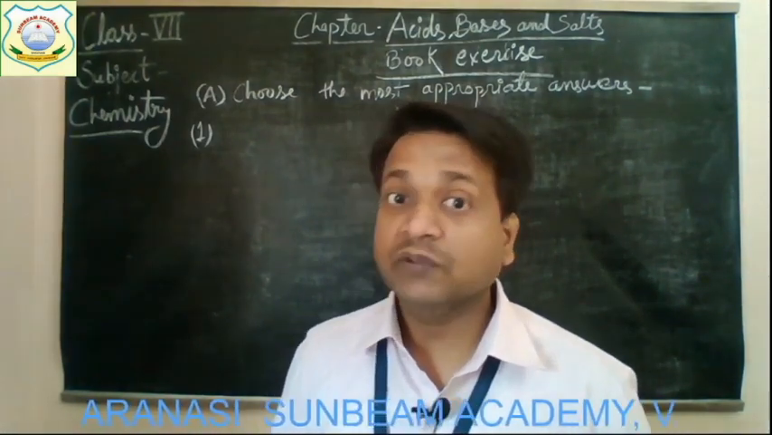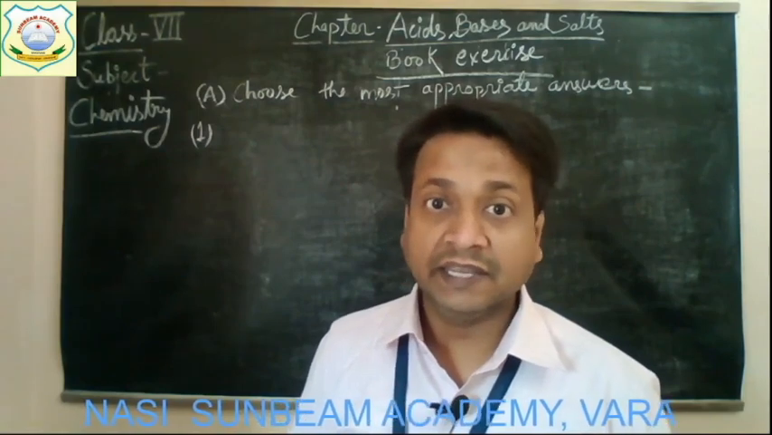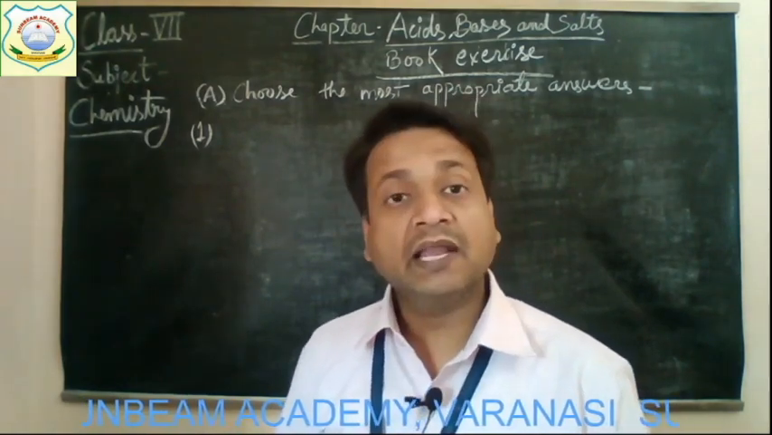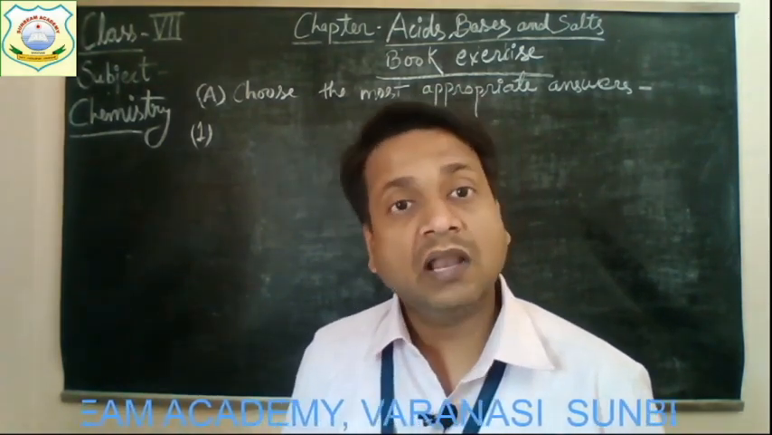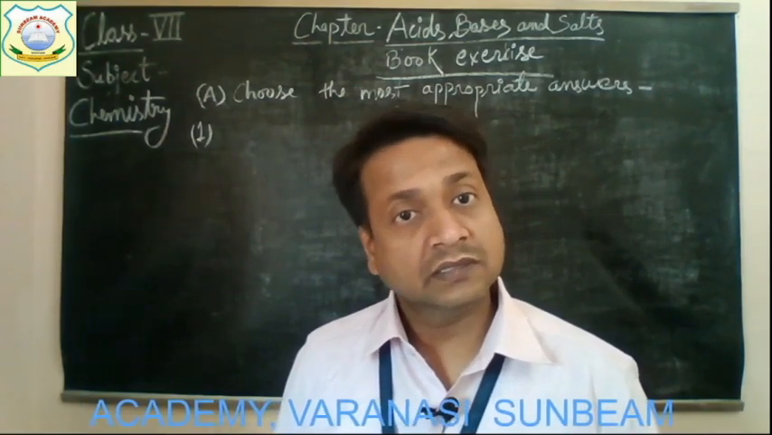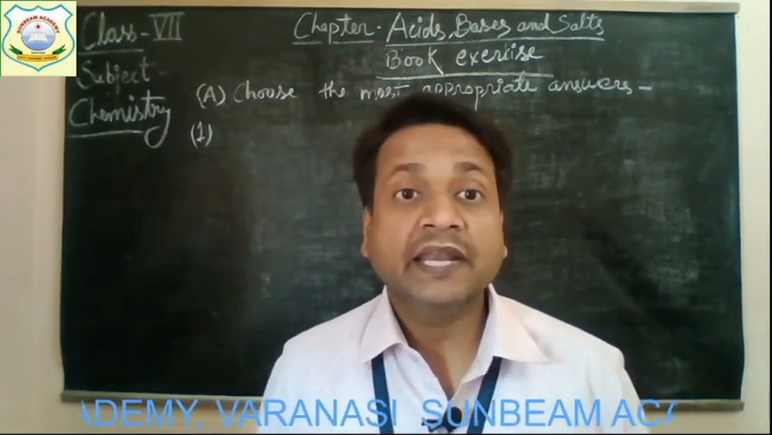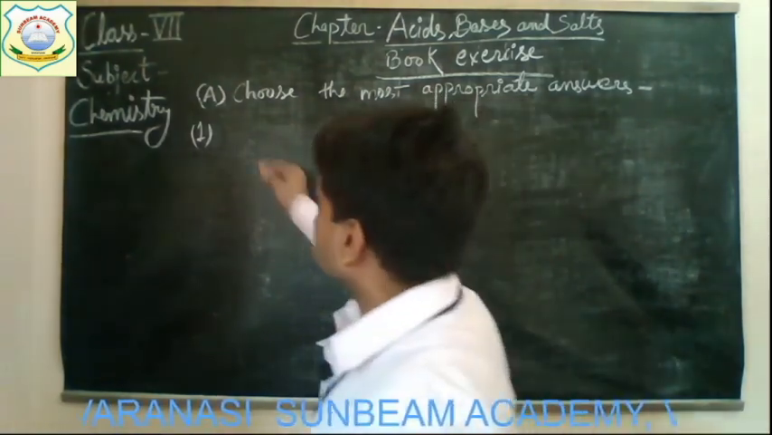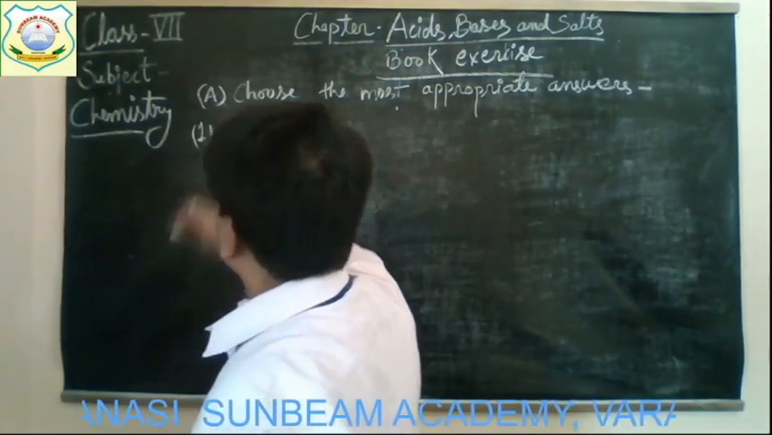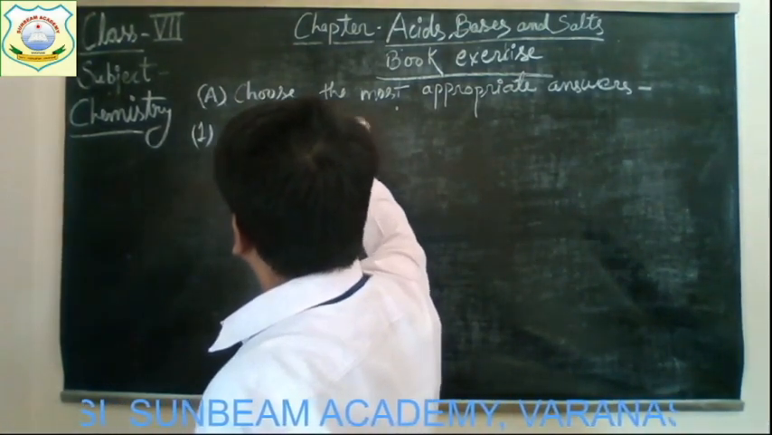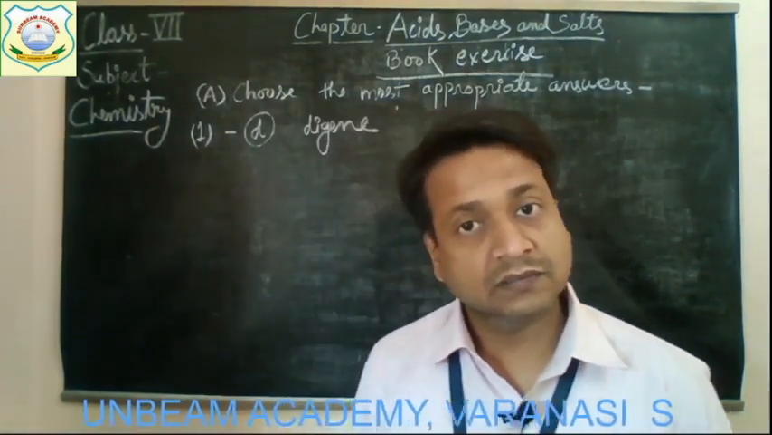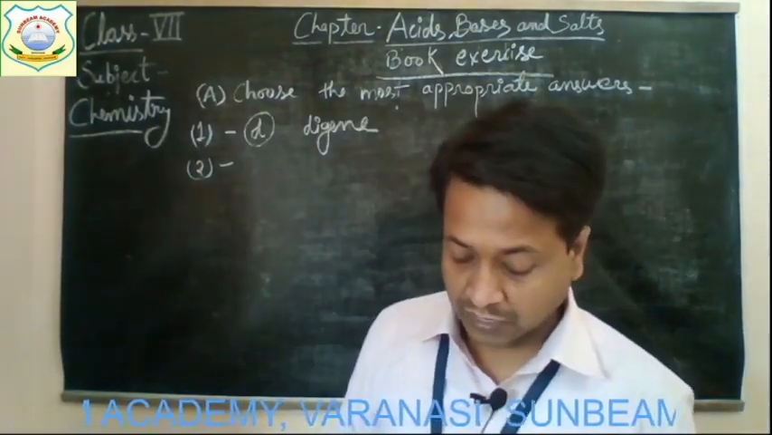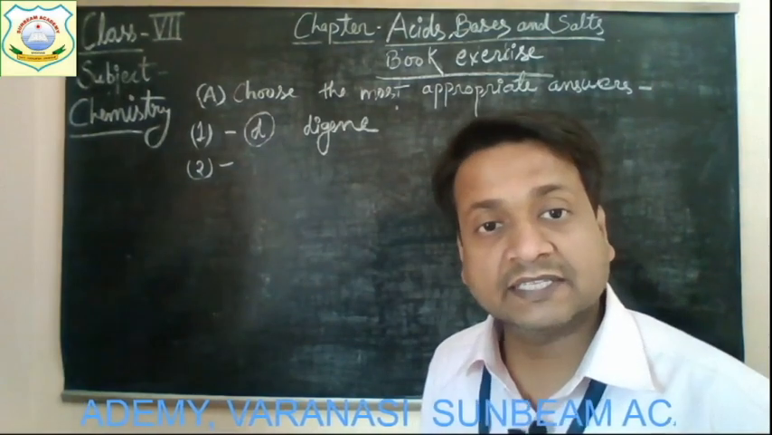So children, remember that we have discussed the acid base indicator, is it? So blue litmus, methyl orange, phenolphthalein, these all are kinds of indicators. And Digene, it is not an indicator, it is a kind of antacid. Okay, so the correct answer will be D. Digene. Okay, now the question number 2 is, which of the following is a strong acid?